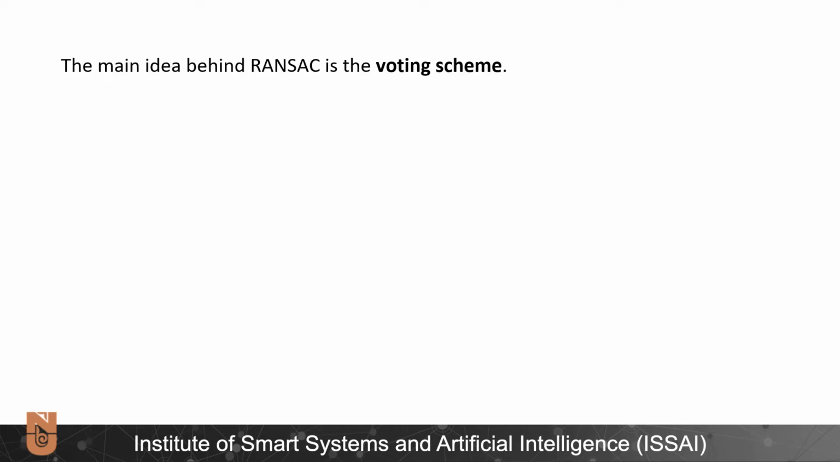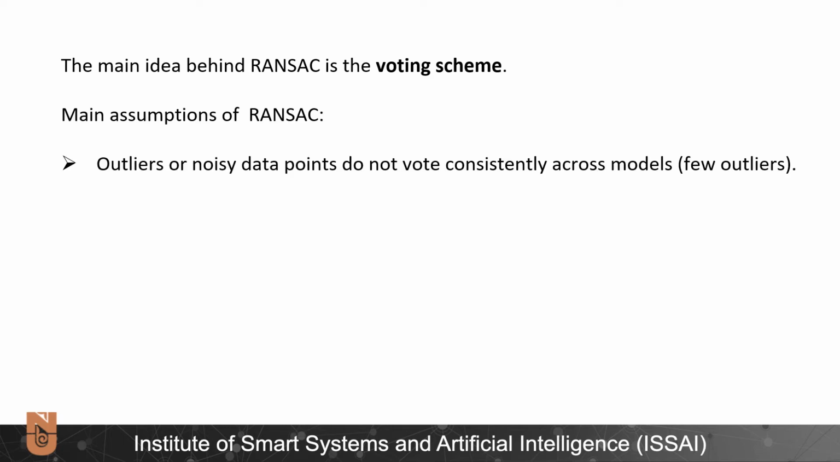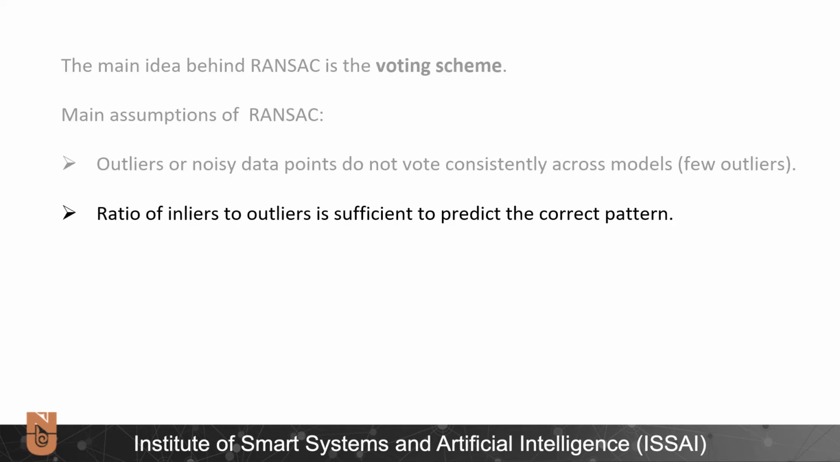The main idea behind RANSAC is a voting scheme. We have two main assumptions. The first, outliers or noisy data points do not vote consistently across models. And secondly, the ratio of inliers to outliers is sufficient to predict the correct pattern.